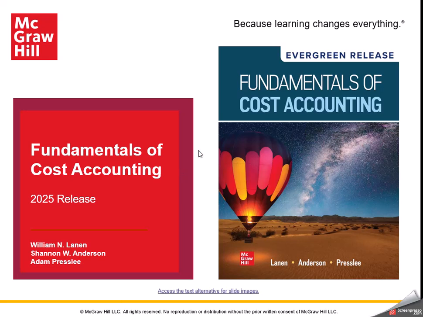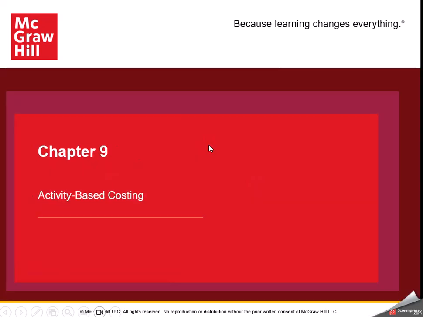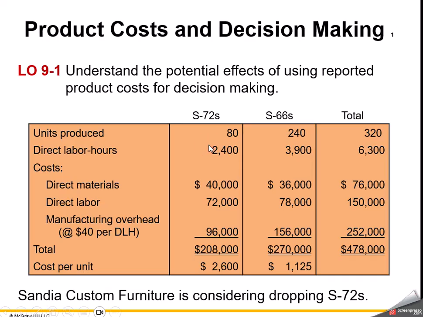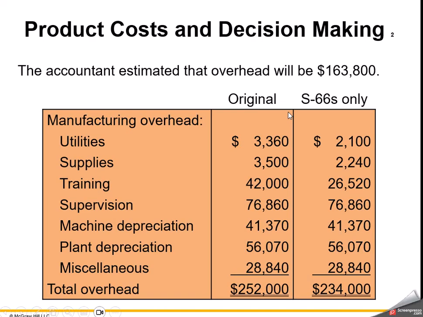Okay, Chapter 9 of Cost Accounting, we're going to talk about activity-based costing, or ABC, they'll abbreviate it. So the first few slides are showing how we look at these numbers and these financials to make a decision. So the company's looking at these two products that they make and they're thinking, I think we should get rid of the S72s, possibly because the costs are too high per unit.